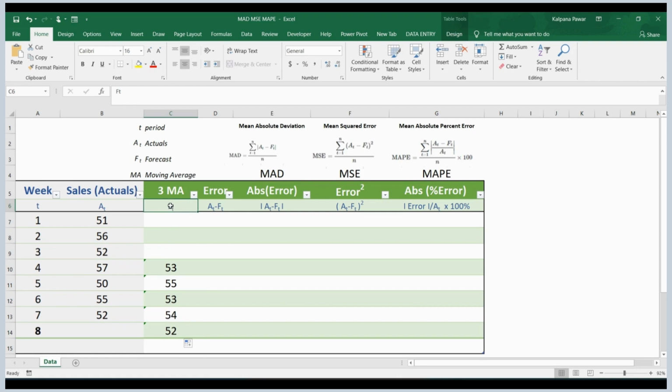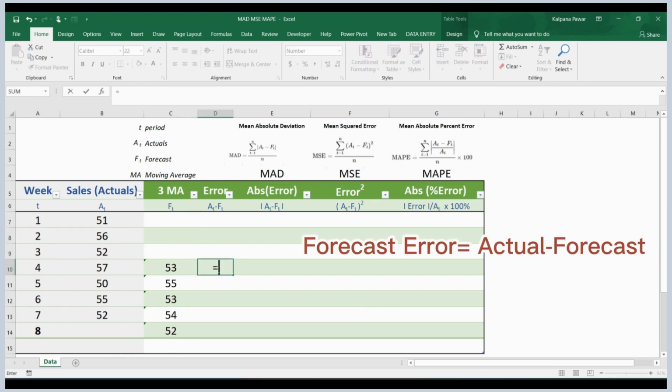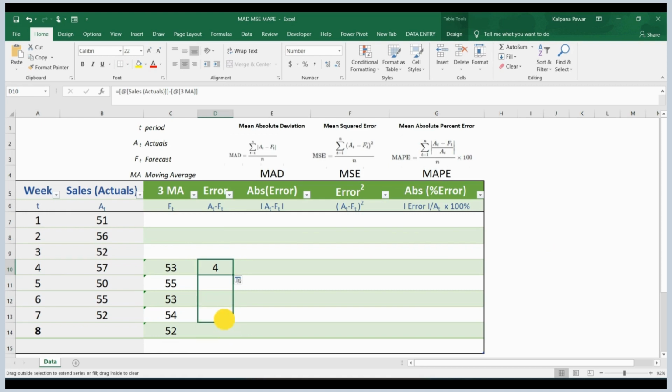Now let's calculate the forecast errors. Forecast errors are usually calculated as the actual values, these are our actuals, minus the respective forecast values. Since for week 1 to week 3 we have no forecast, we'll leave them blank, and here we can calculate the difference between the actuals and the forecast. Let's drag it here, because here we don't have any value.